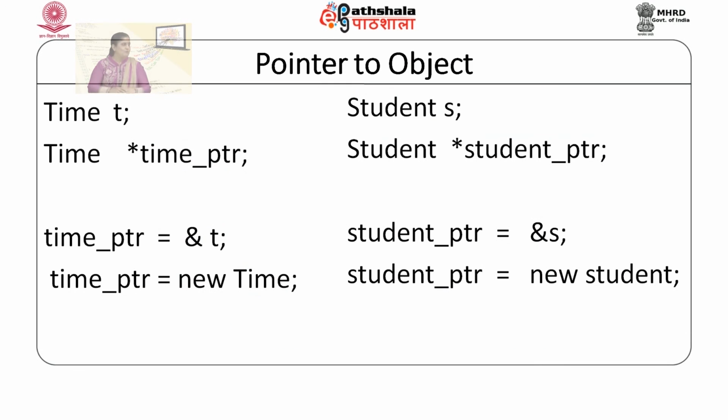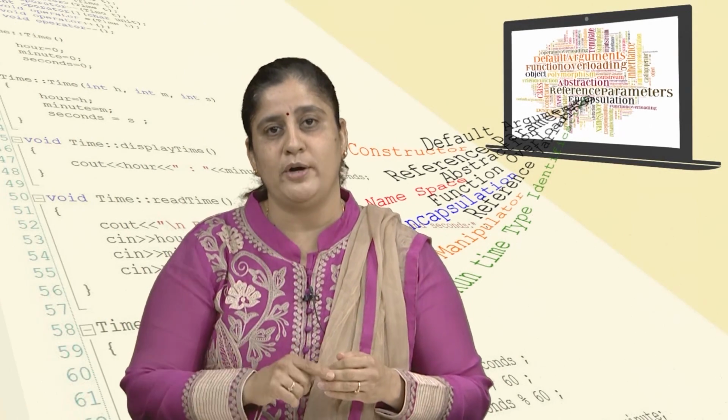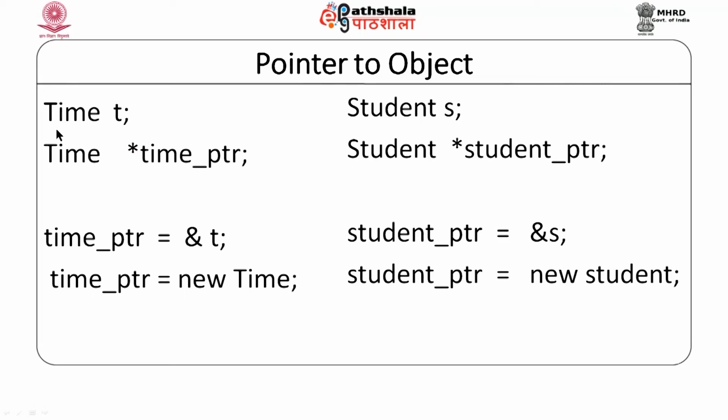Now, let us discuss a few more things about classes and objects. We can define a pointer to an integer, a pointer to a float, a pointer to a character. In a similar fashion, it is possible for us to define a pointer to an object. How do I define a pointer to an object? Almost in the similar way as we define pointers to the built-in data types. Here I am defining an object T of the time class, which we have defined earlier, and here I am defining a pointer to an object of the time class.